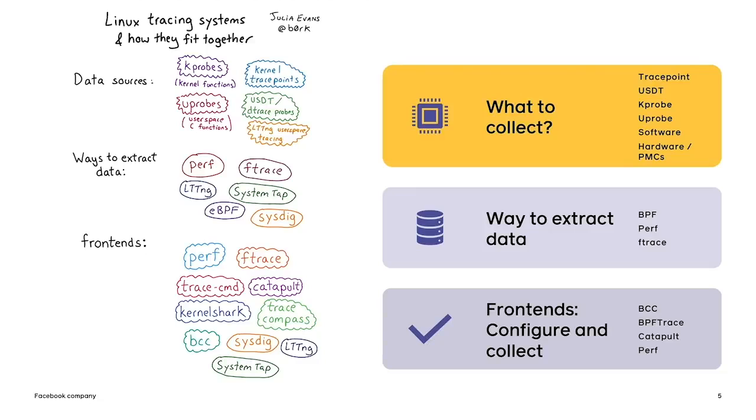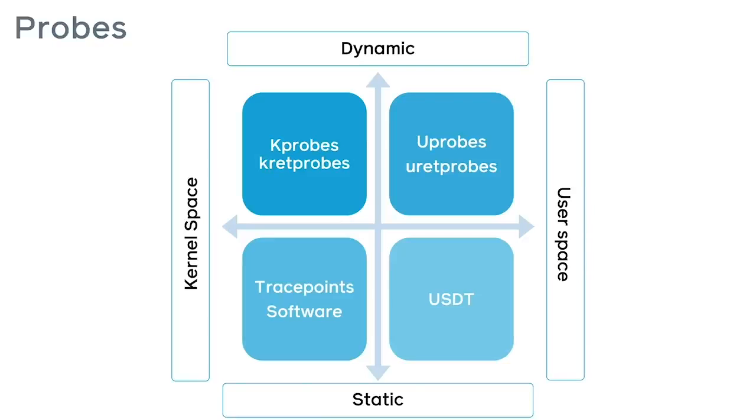We'll start by quickly talking about our data sources. Data sources can be either dynamic or static. They can also run either in kernel space or in user space. So let's talk about dynamic tracing. Dynamic tracing means that you don't need to change your code to enable the tracing. You can just find a function that you think is interesting and immediately start tracing it. This is obviously very powerful, but it also has its drawbacks because if things change, if the function name changes, then you lose your tracing.